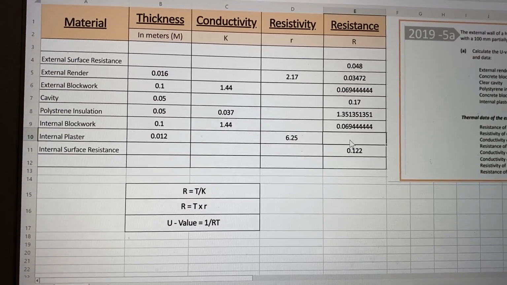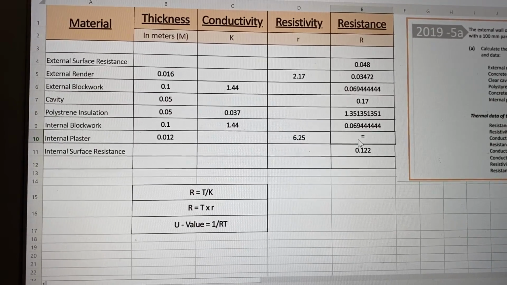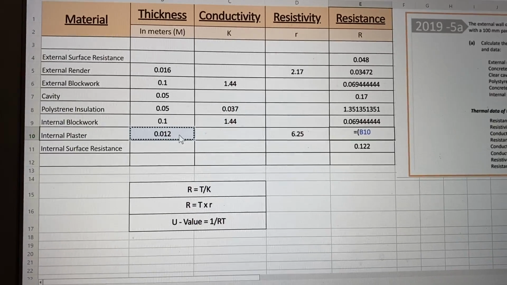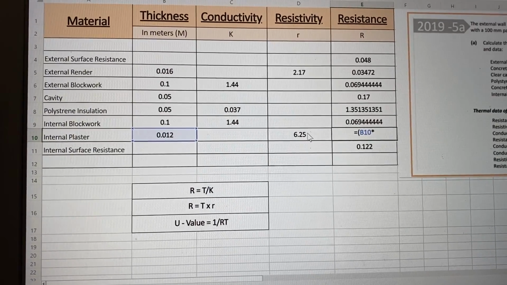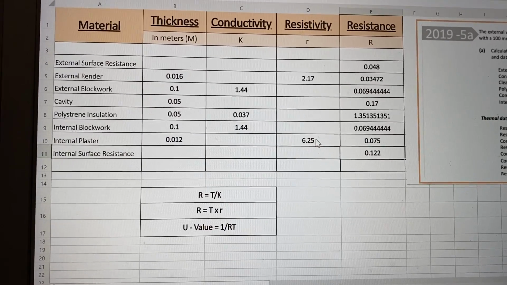Likewise, I'm going to do the exact same thing here. So it's thickness multiplied by resistivity, which will give me the resistance, and there we go.